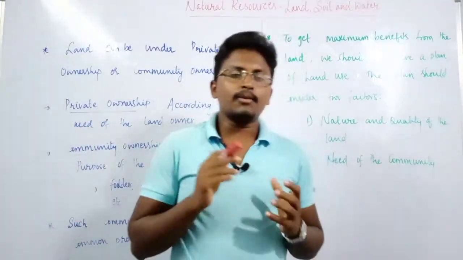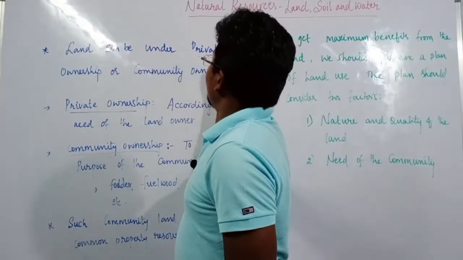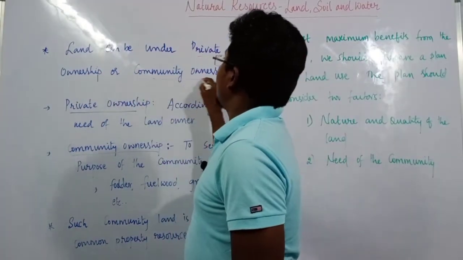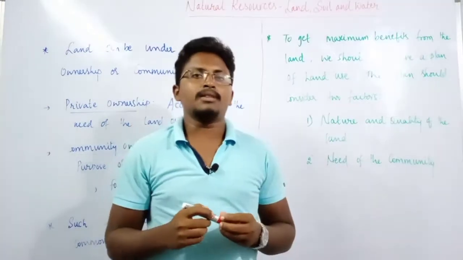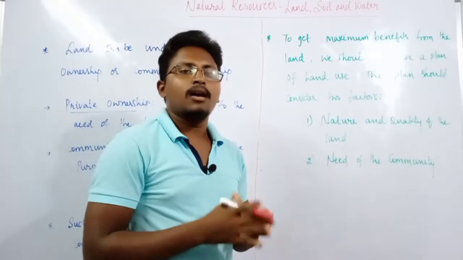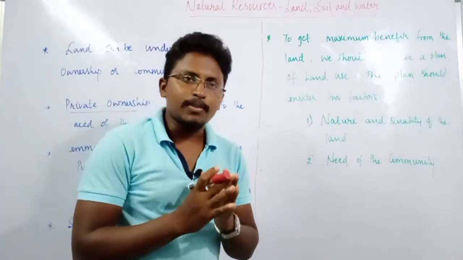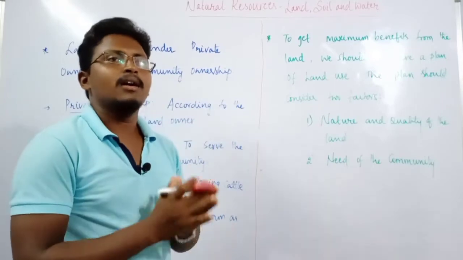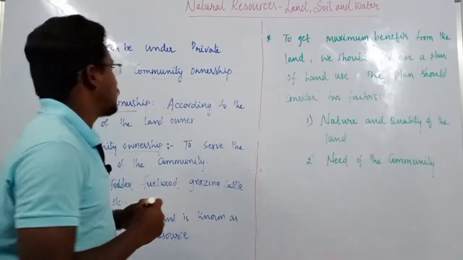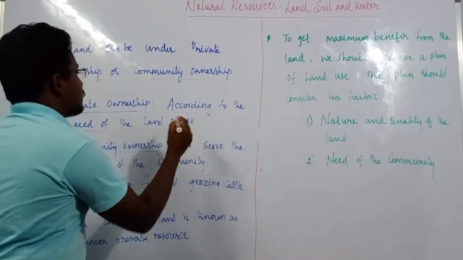As we are discussing land use, land can be under private ownership or sometimes community ownership. That means sometimes an individual person can own a land, or sometimes a community can own a land. So if a person is holding the land, or if it is under private ownership, the land can be used according to the need of the landowner.